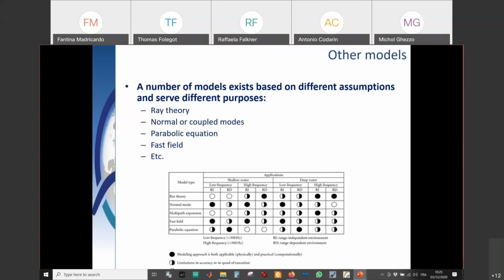Okay. So we do the modeling, we do that for each source individually, and then we sum the different fields to get the total field.